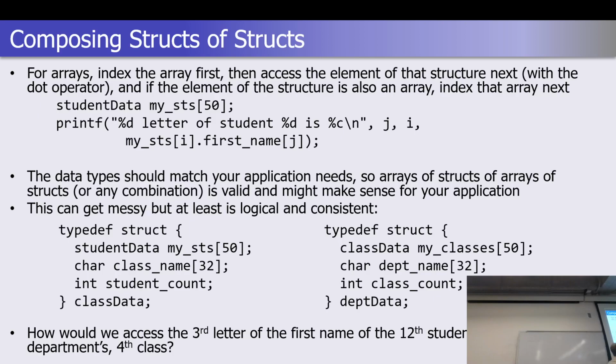So where we left off was this somewhat intentionally complicated example: okay, we have students, that's one structure. We can then have an array of students inside a wrapper structure we called class. We can have an array of classes inside a wrapper structure we called department. We could wrap multiple departments inside a university. We could go on and on as much as we want. But the rules are at least logical and consistent for how we access those individual elements.